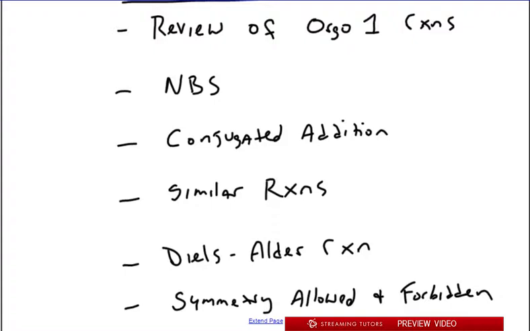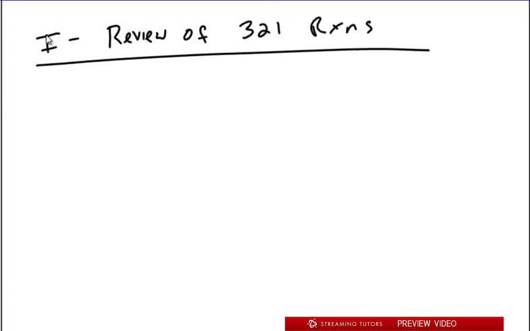So the last thing we're going to do is the symmetry forbidden and symmetry allowed reactions, and we'll figure out how orbitals will tell us whether a reaction could take place or not. And that's basically what we're going to cover for this second round, for Part 2 of Chapter 13. So the first thing we're going to do, number 1, is a review of Organic Chem 1 reactions. In particular, we want to focus on reactions with alkenes, because that's what this chapter is all about.